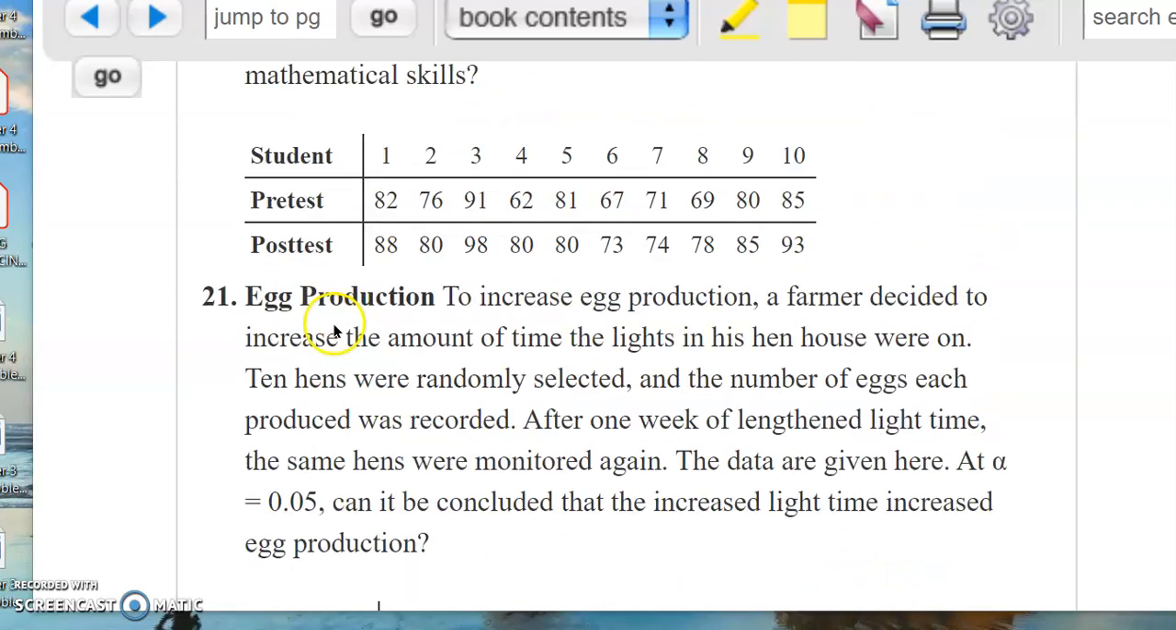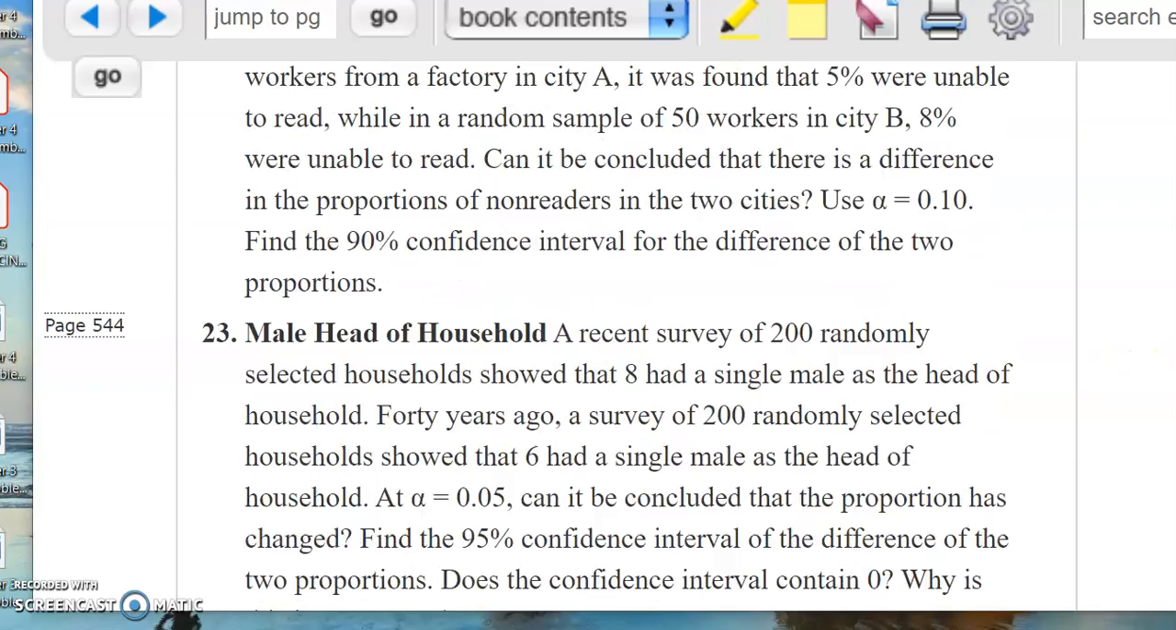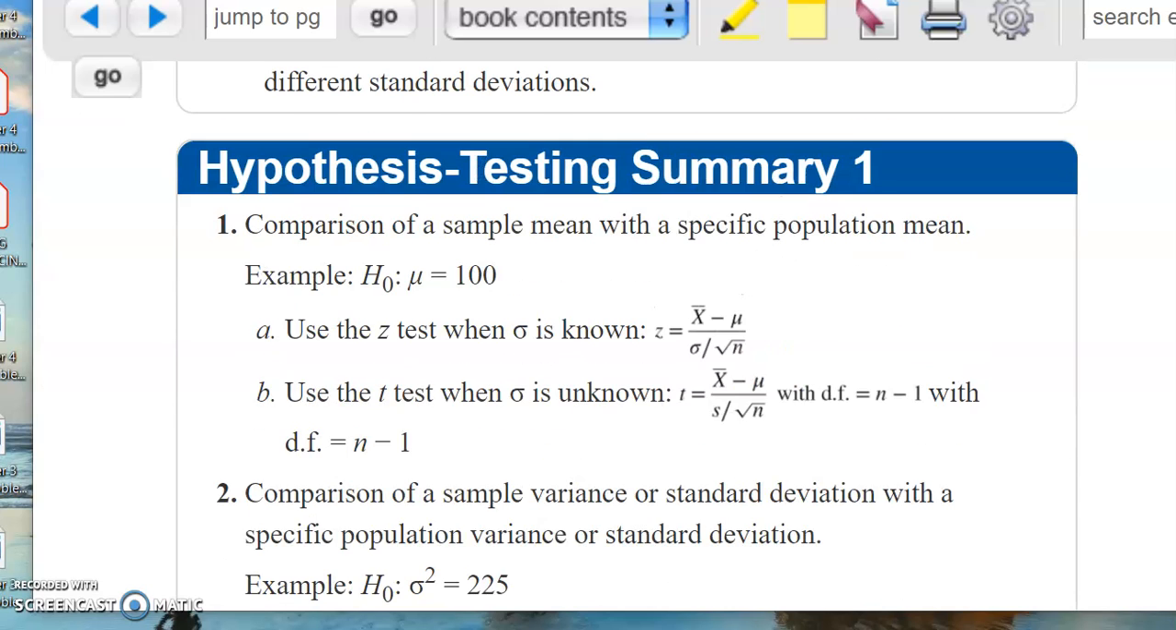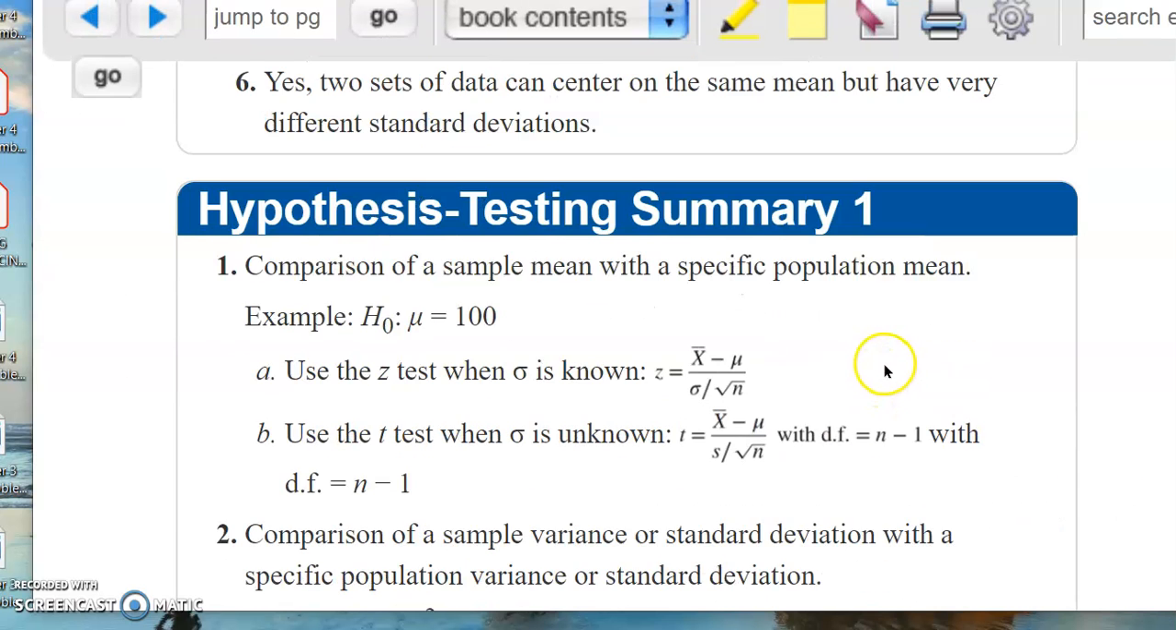Now, I've said this many times. Let me get down here to the end. At the very end of chapter 9, they've got a summary, and there are two basic types of testing that we're going to be doing. Chapter 8 testing is comparing a sample to a population. You compare a sample to a specific population. So you say you feed Wheaties or Raisin Bran to a bunch of kids, and you ask, do these kids do better push-ups than the population at large? So that's comparing a mean to a population.